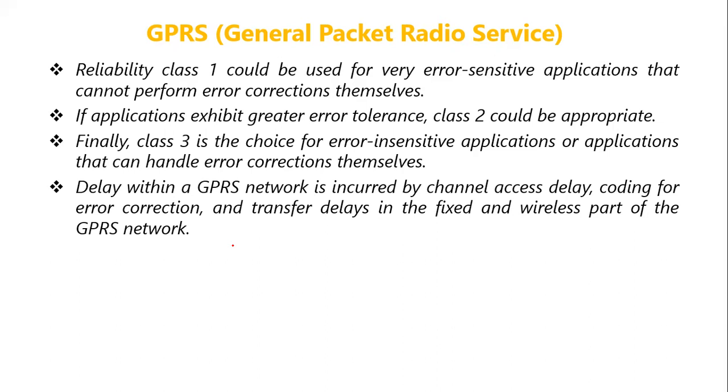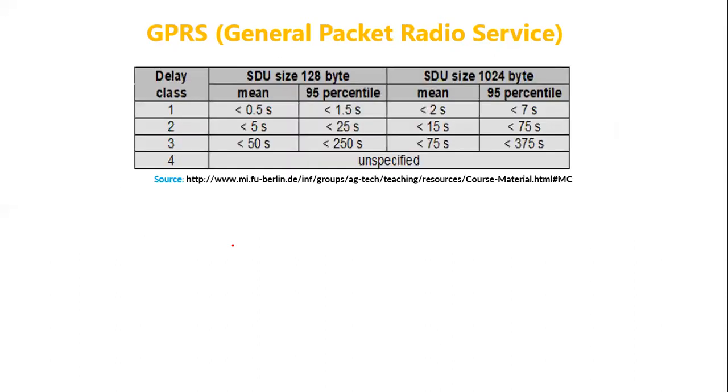GPRS should also adaptively allocate radio resources to fulfill these user specifications. The radio resources should be allocated to fulfill these user requirements. This particular table shows the various probabilities of service data units. If the service data unit is 128 bytes, what type of service will be assured? And if the service data unit is 1024 bytes, what type of service will be assured?